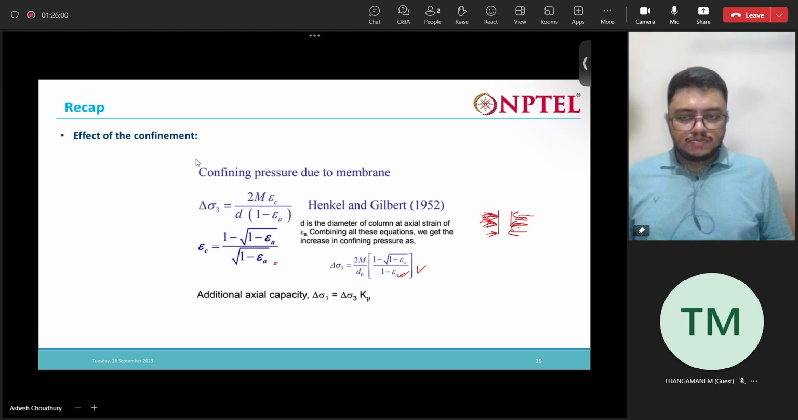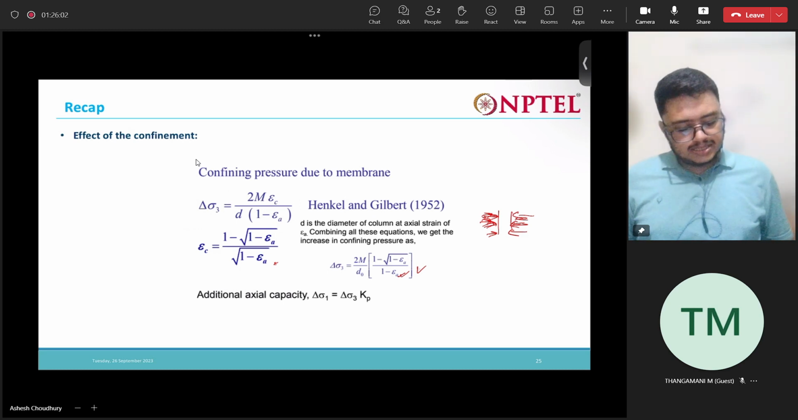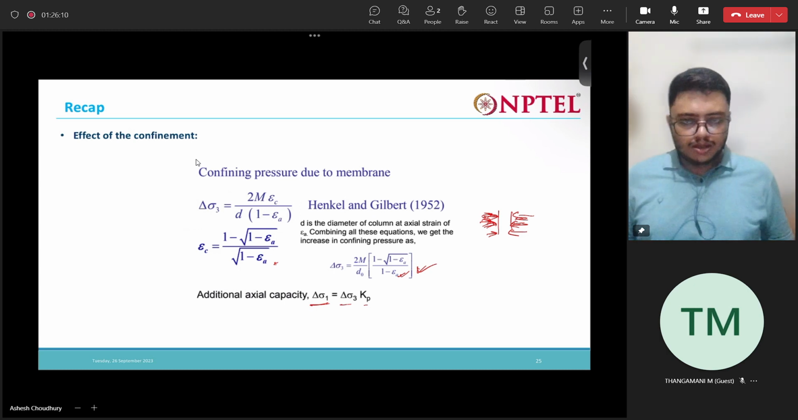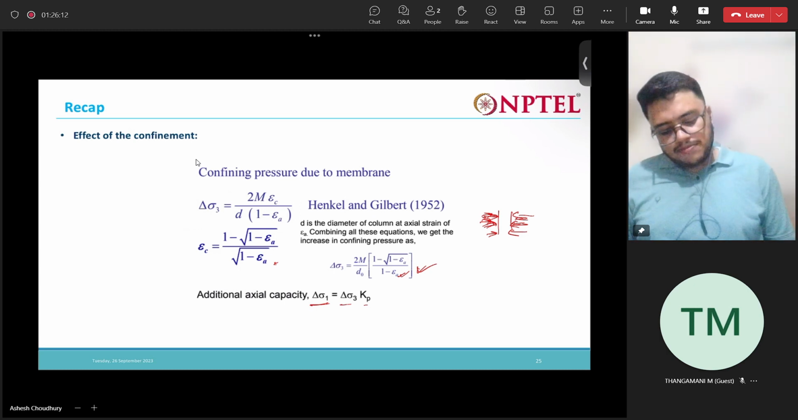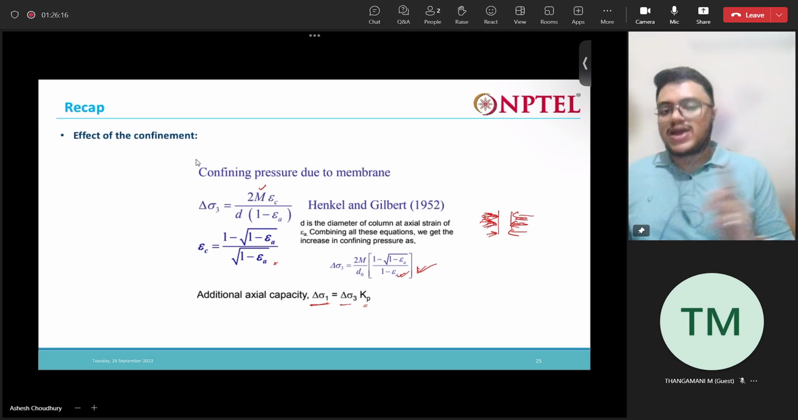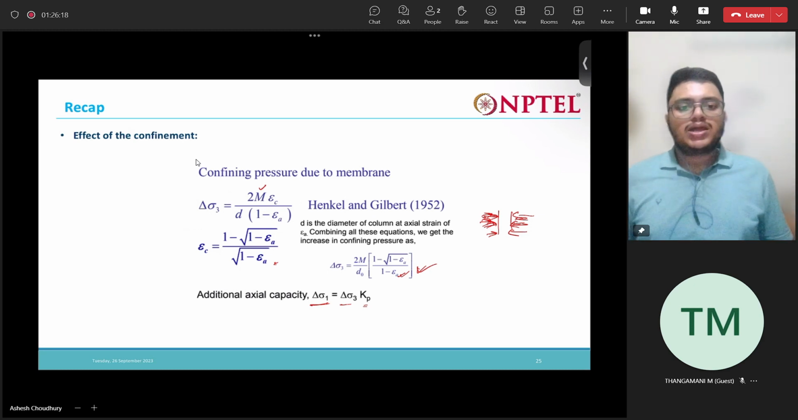Okay, so the additional axial capacity is given by delta sigma 1 is equal to delta sigma 3 into kp. Kp is nothing but the coefficient of passive pressure. And you can see this term m here. M is the secant modulus of the confining membrane, or the confinement geosynthetic that you are using. That is the secant modulus of that.